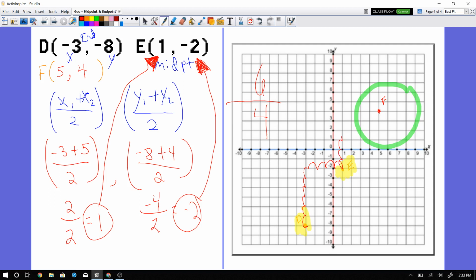1, 2, 3, 4, 5, 6. 1, 2, 3, 4. Bam! That is the third way that we have checked if that was correct, and that required almost no math whatsoever.